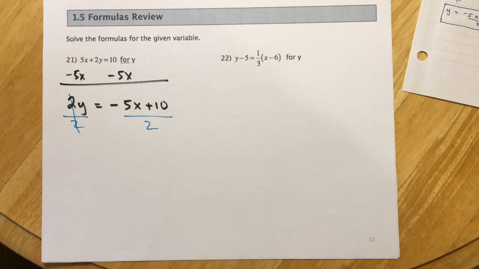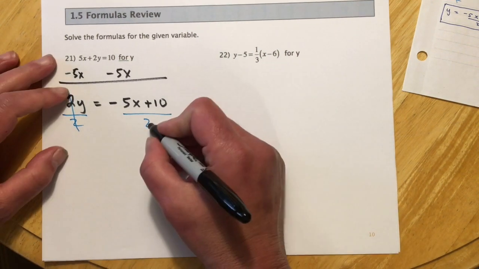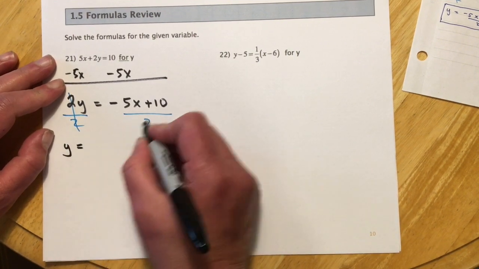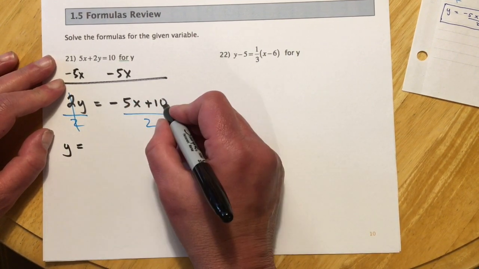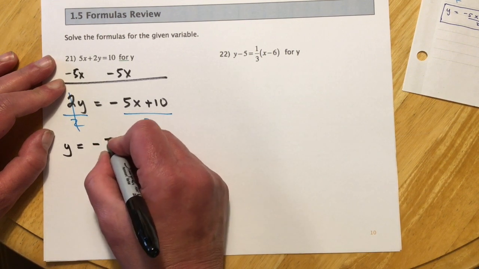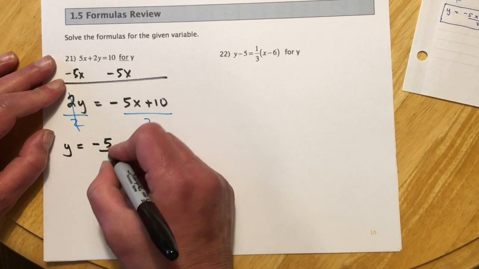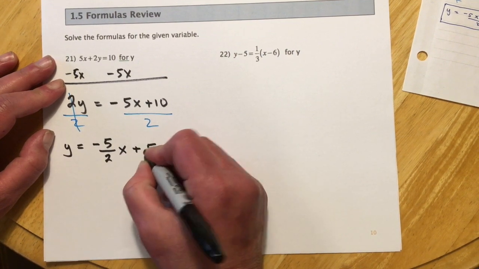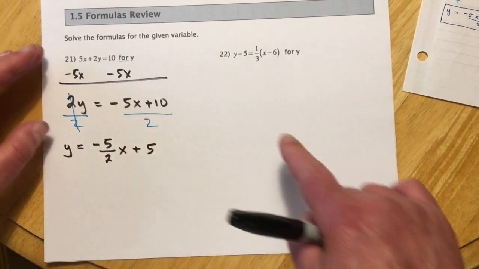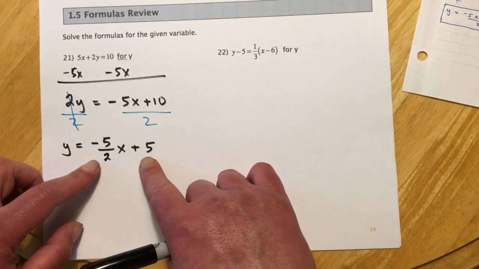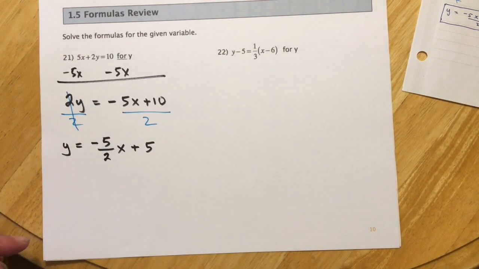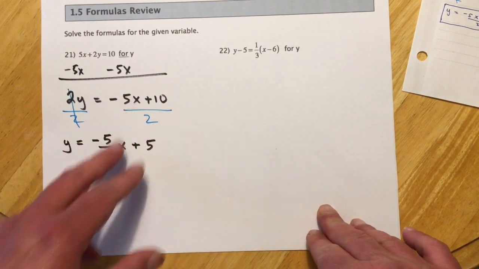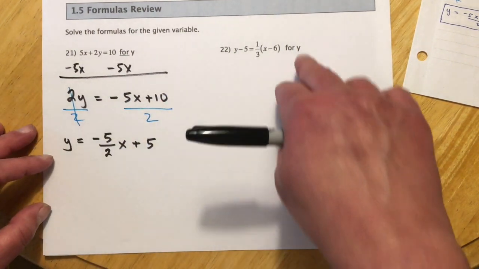I always worry that people try to make it a little bit better, and they go 2 into 10 and make this a 5. If you're going to do that, you have to be careful. The 2 belongs to the negative 5 as much as it does to the 10. So the real reduced answer would be negative 5 halves x plus 5. I would suggest leaving it right there for right now, but if not, this is where you would need to go. And again, the order doesn't matter. So as long as it's a negative 5 and a positive 10, you're all good.